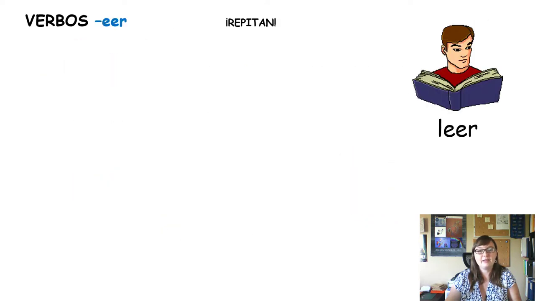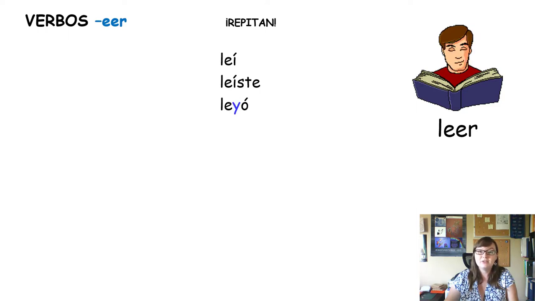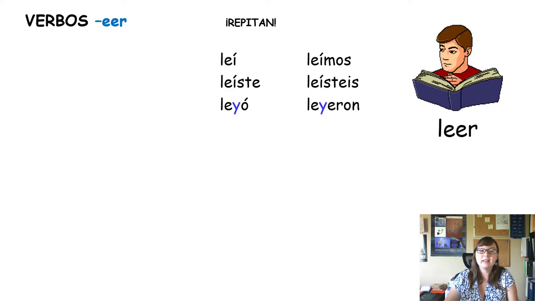All right. Come on, little guy. There we go. Verbos EER. So leer is also a different verb that has some special spelling. Let's repeat after me. Leí. Leíste. Leyó. Leímos. Leísteis. Leyeron. Notice that the él, ella, usted form and the ellos, ellas, ustedes form has this extra little Y in it.